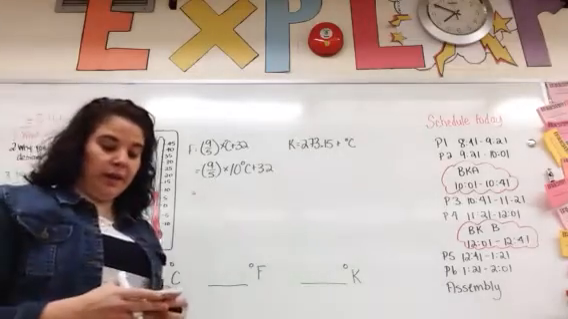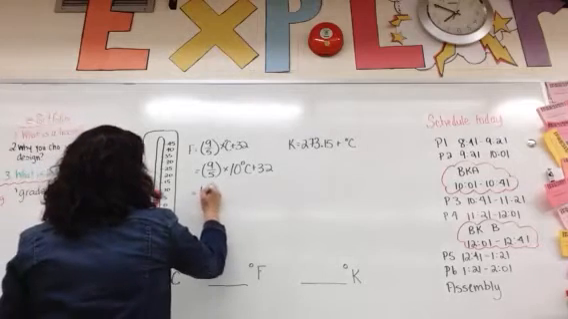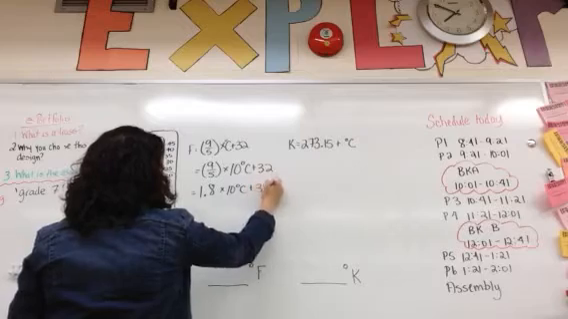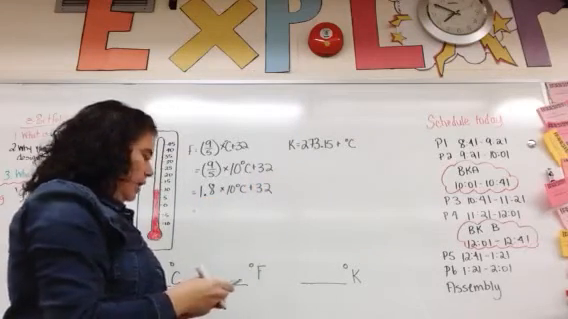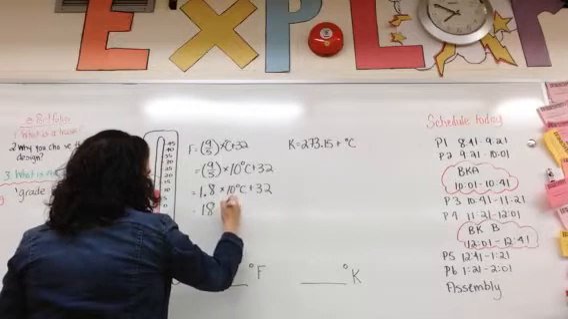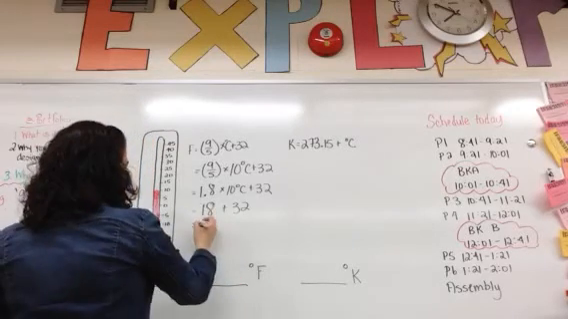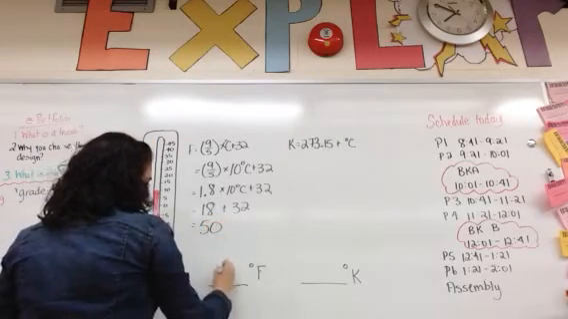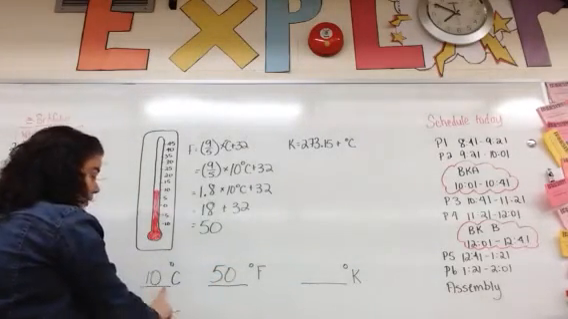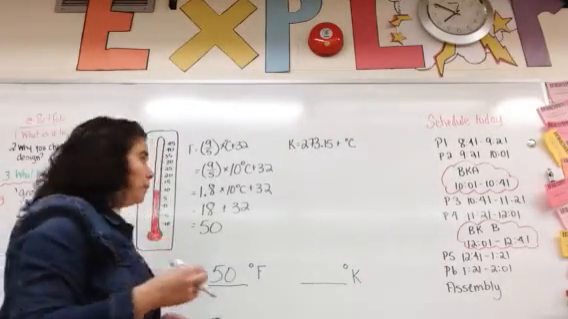9 over 5 is in brackets, so I'm going to take 9 divided by 5, and I get 1.8. Now I'm going to go times 10 degrees Celsius plus 32. So 1.8 times 10, we know is 18, plus 32. Plus 32 gives us 50. Okay, so the difference between Celsius and Fahrenheit is 10 degrees Celsius, 50 degrees Fahrenheit. So that kind of tells you a little bit about the differences between them, okay?